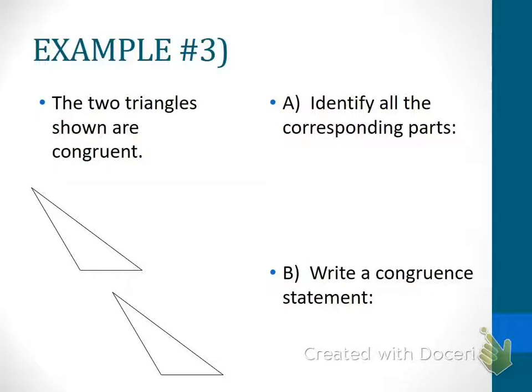All right, the 2 triangles shown are congruent. Let me label them for you. We'll call it A, B, C, and D, E, F. Okay, so this time we are given just 2 triangles. We are told that they are congruent. We are asked to identify all the corresponding parts.